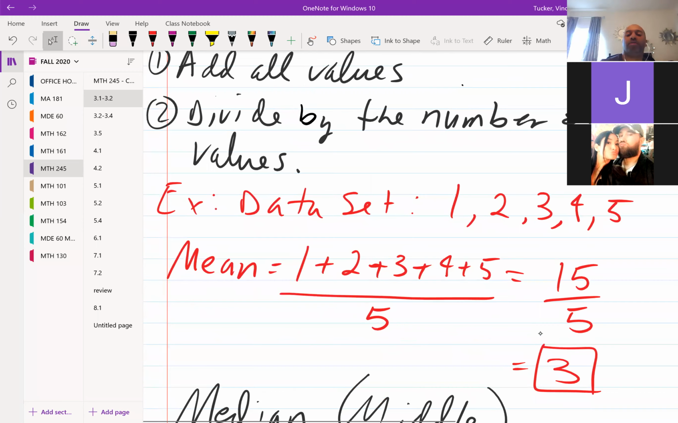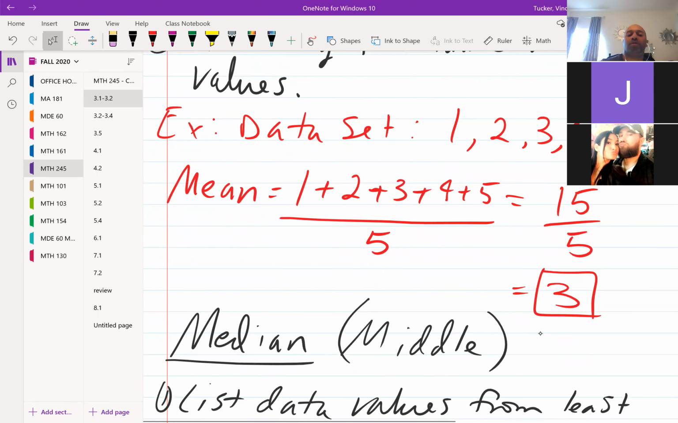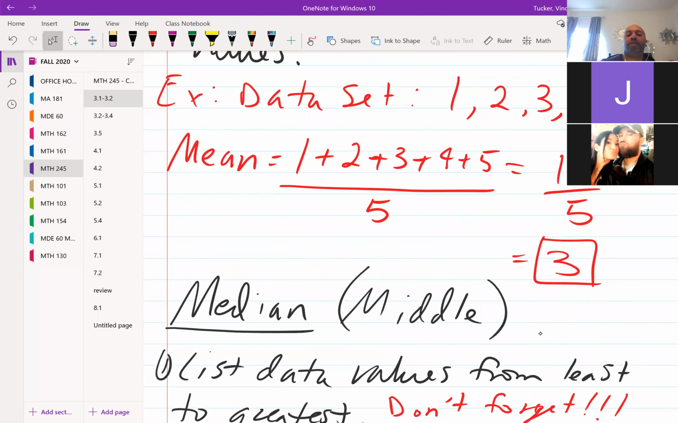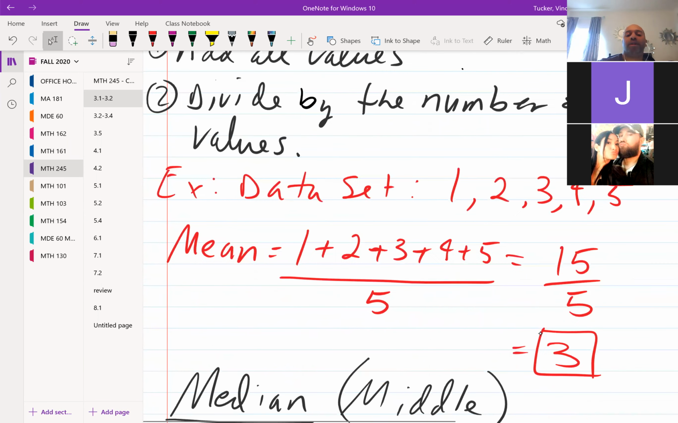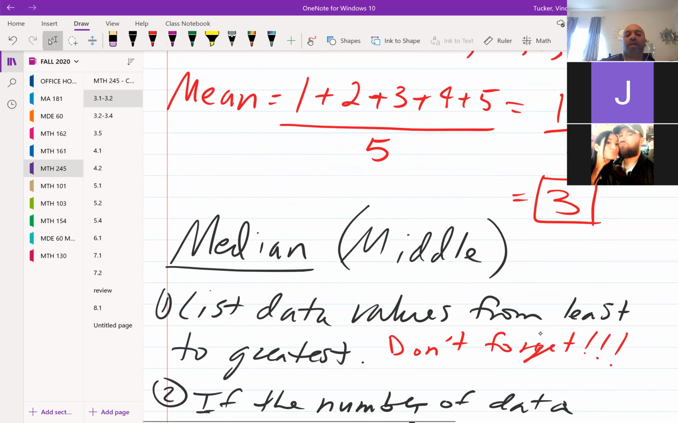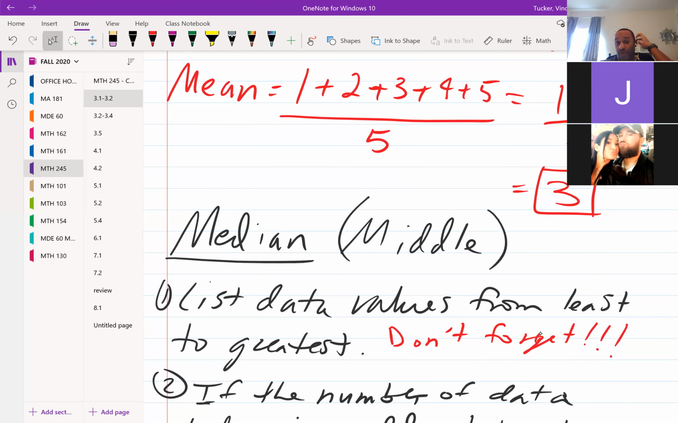All right. Scrolling up a little. Next one is the median. Remember our mean, like I said, is another word for the average. Your median is another word for the middle or middle value, or you can just think about the middle value when you look at the median.